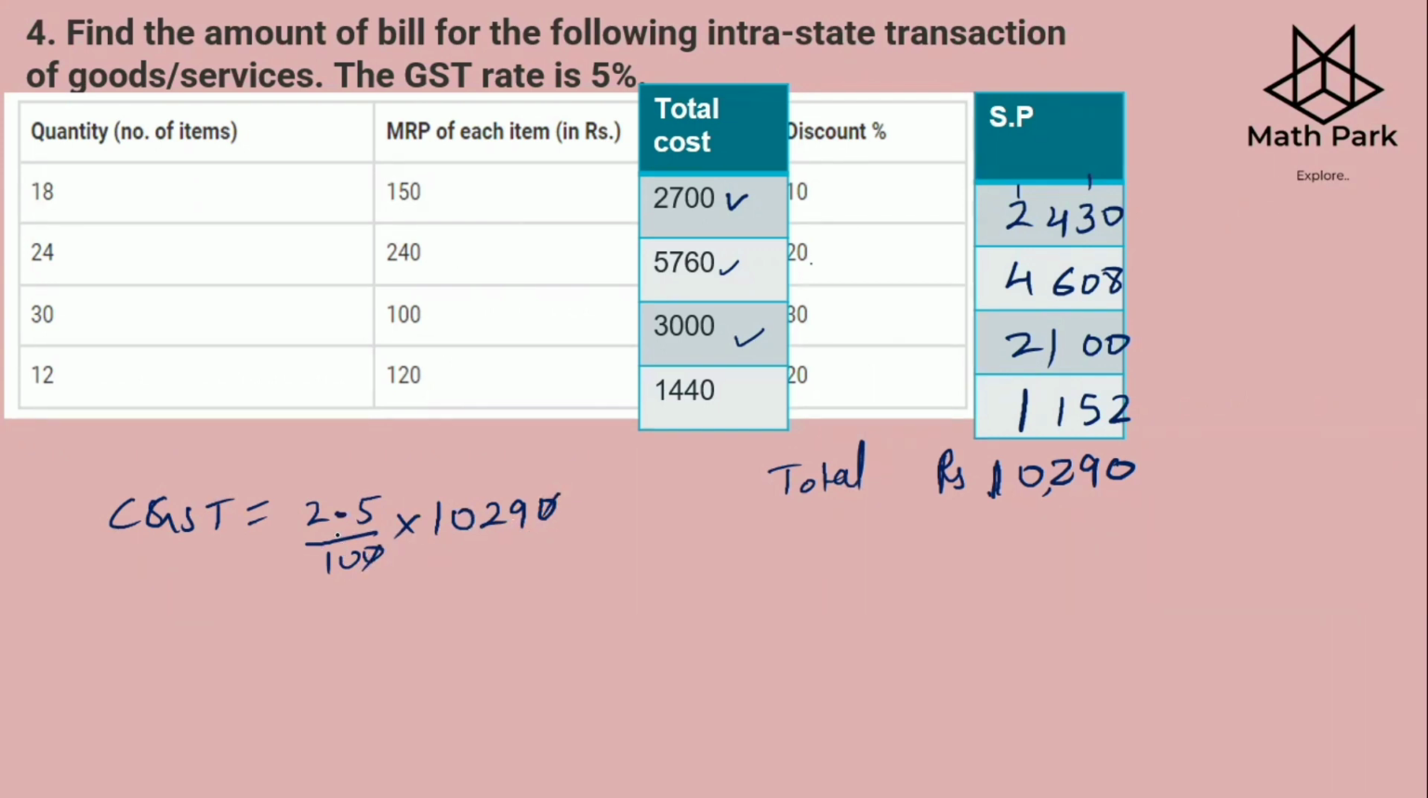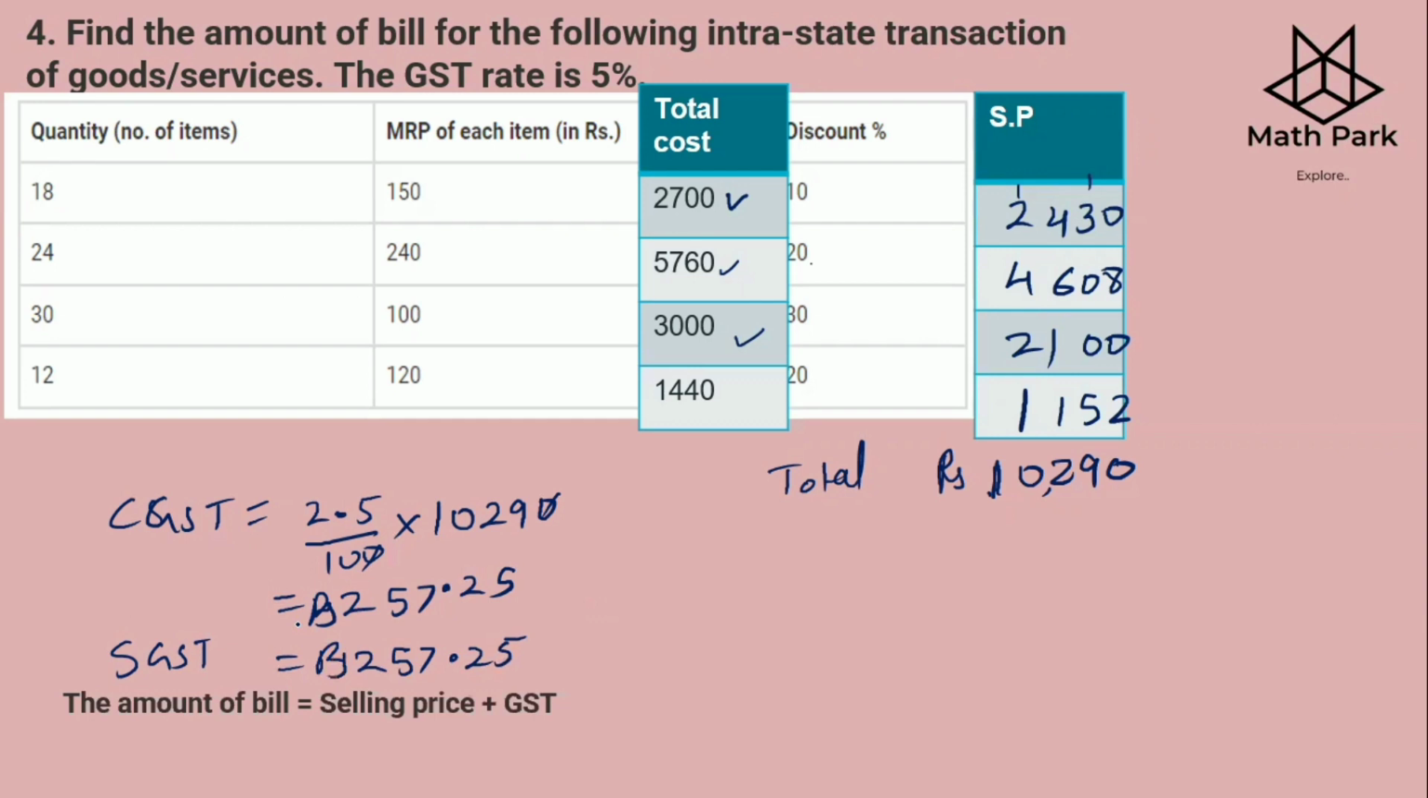You can do it as 1029 divided by 10. So you can just do 1029 multiplied by 0.25. 1029 multiplied by 0.25, you get 257. You get this as 257 rupees and 25 paise is your CGST. So SGST is also 2.5%, which becomes 257 rupees and 25 paise again.